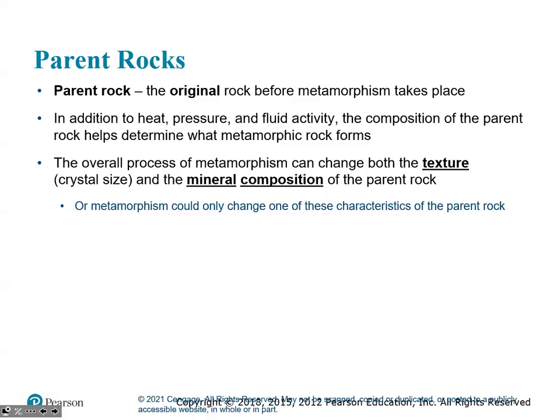Metamorphism can also change only one of these characteristics. So one example is where only one thing changes. If you have limestone that's exposed to high heat, it recrystallizes, the crystal structure changes, but the mineral composition doesn't. It stays calcite, and it turns from limestone to marble.